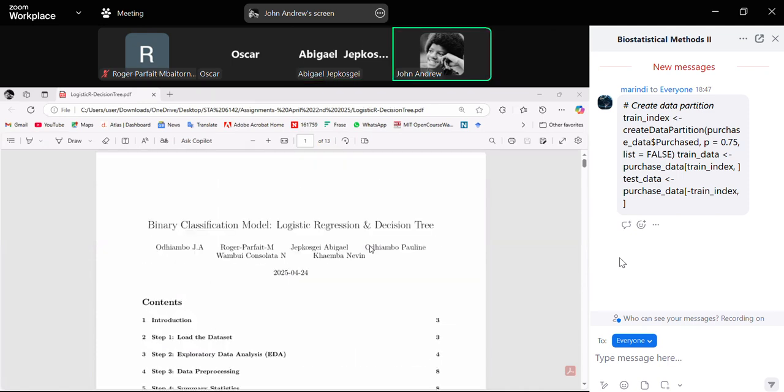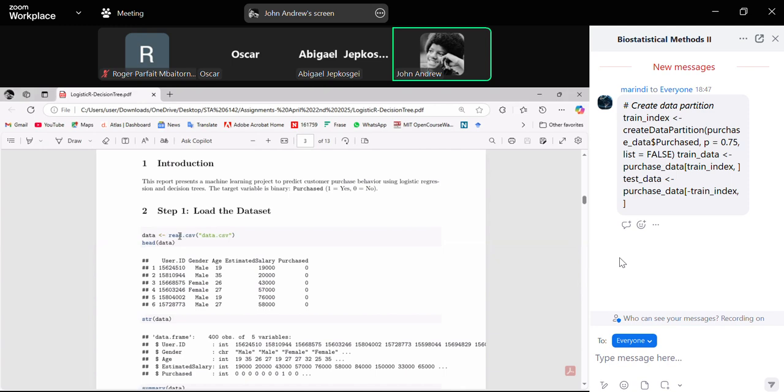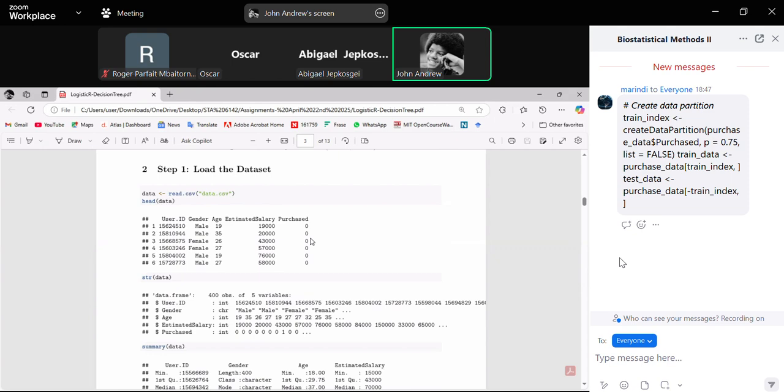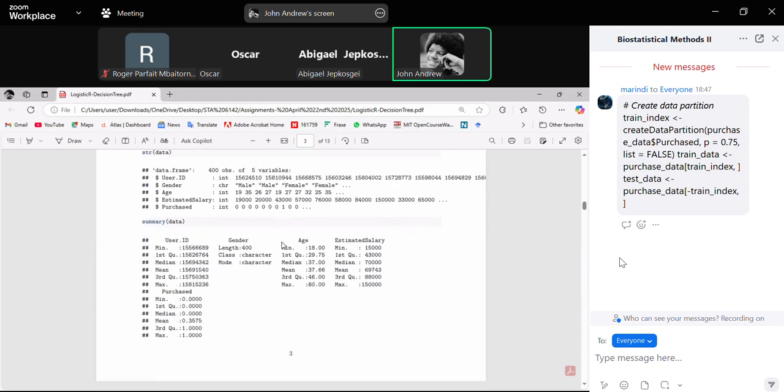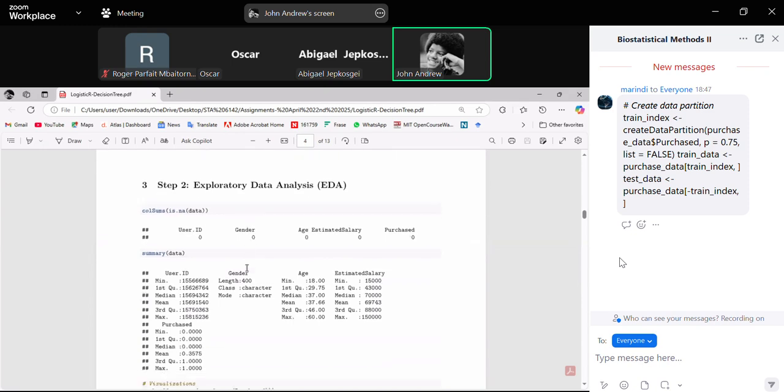We were 7 members listed there: myself, Roger, Abigail, Pauline, Wambui, and Kaimba. A lot has been said, so I'll just go through the main points. We loaded the data set and checked the observations therein. After loading, we checked the structure and confirmed that there were no missing values in the data set by this code here.